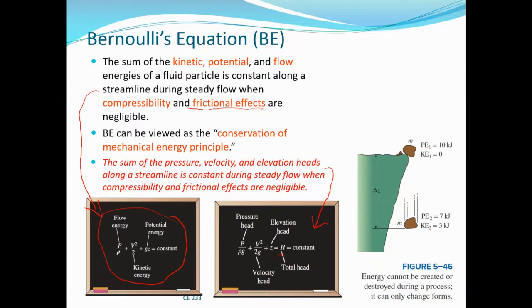Now, talking about energy. When a body is raised above the earth's surface by a height, delta z, you can see this is a rock. At this point, it is static. So velocity here equals 0. It possesses potential energy, PE1, 10 kilojoules. Kinetic energy is 0 because there is no velocity. It is not in motion. Kinetic energy is a function of velocity. If the velocity is 0, no kinetic energy.